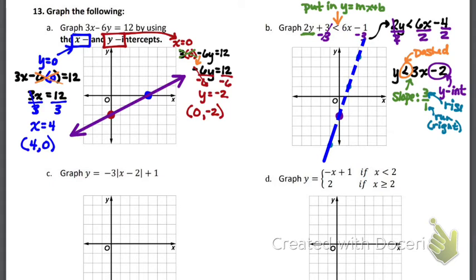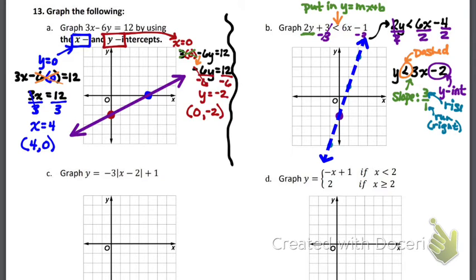Make sure it is a dashed line. There's one more thing that I have to watch out for with this. What else do I need to do? I'm not all the way done yet. We have to shade it.